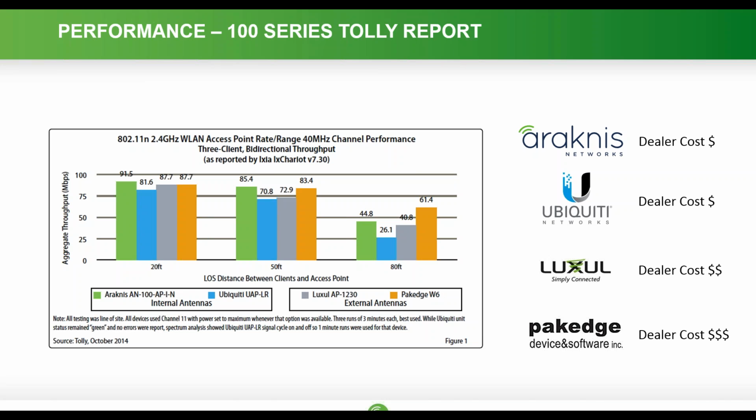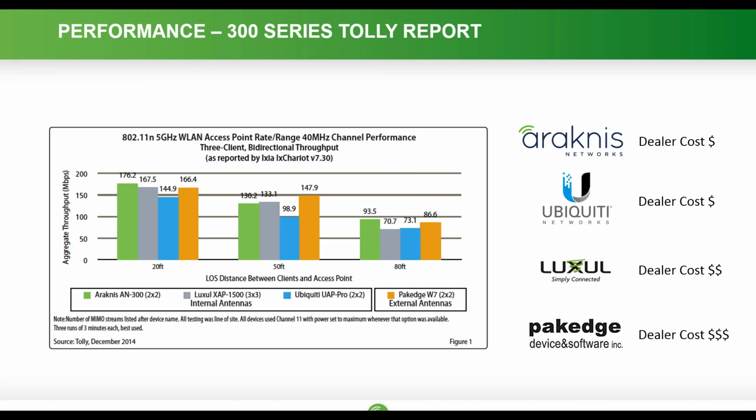But again, if you look at the dealer cost, you see the variances between the solutions. And so some dealers will pay a little bit extra, assuming that they gain more performance, but that's not the case. So this is on 2.4. We did the same on 5 gigahertz. So you can see the results are also consistent with 2.4 gigahertz on 300 series access point, Luxul XAP 1500, UAP Pro, and Packet W7.